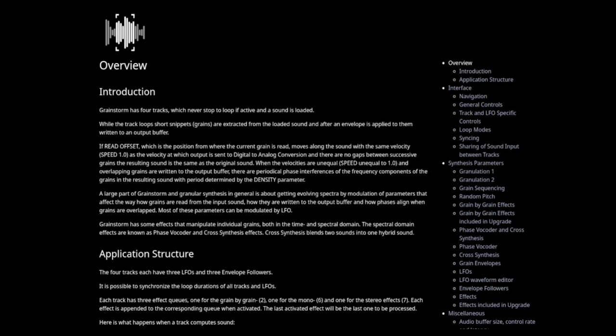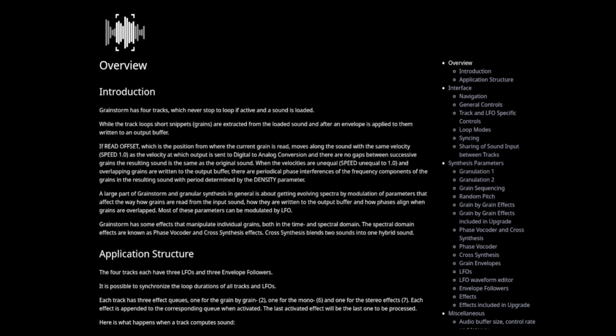Grainstorm has four tracks, which never stop to loop if active and a sound is loaded. While the track loops, short snippets, grains, are extracted from the loaded sound and, after an envelope is applied to them, written to an output buffer.